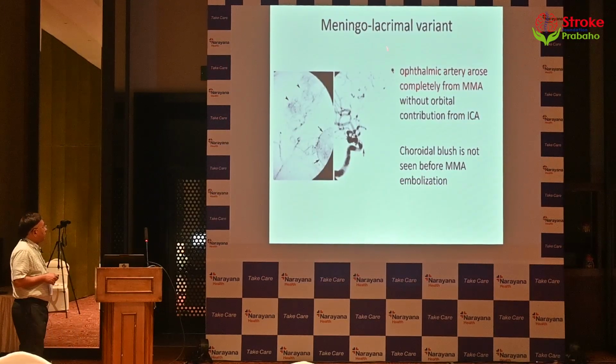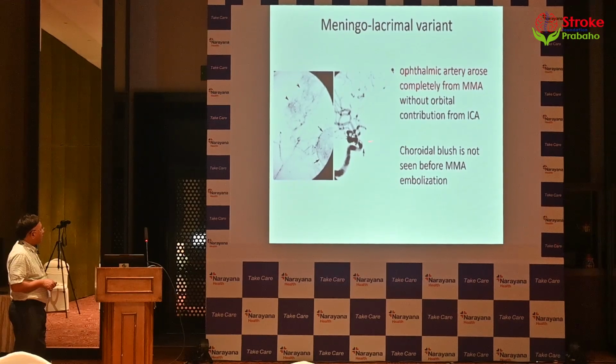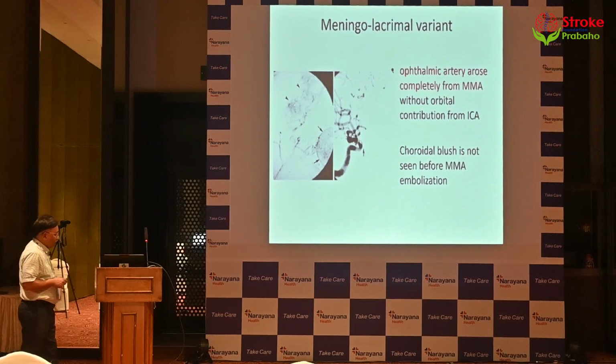And another variant which is very important to identify, particularly when you are planning for middle meningeal artery embolization, is the meningolacrimal variant. So here you can see there is no ophthalmic artery when you take the internal carotid injection. This is the external carotid artery injection, and now you can identify this choroidal blush. So this choroidal blush is from the middle meningeal artery, which is arising from the external carotid artery system, and there is no ophthalmic artery or choroidal blush from the internal carotid artery injection. But the problem is sometimes this choroidal blush is not seen before MMA embolization. So you have to be very, very careful when you are embolizing through the middle meningeal artery whether the choroidal blush is seen or not.